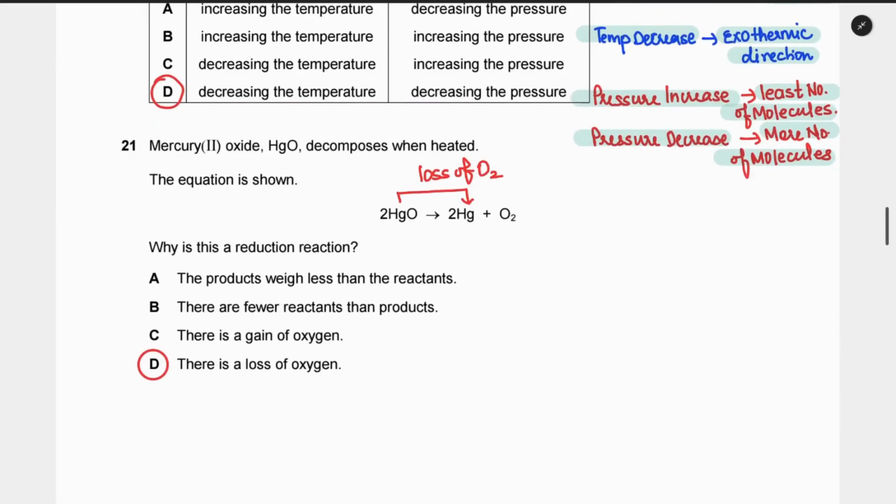Now question number 21. Mercury oxide decomposes when heated. When it decomposes, we form mercury plus oxygen. Why is this a reduction reaction? As you can see here, in the reactant there was oxygen present, and after reacting there is a loss of oxygen. There is no oxygen present. So yes, loss of oxygen refers to reduction. So there is a loss of oxygen. No, there is not a gain of oxygen. There are fewer reactants and products. No, no.